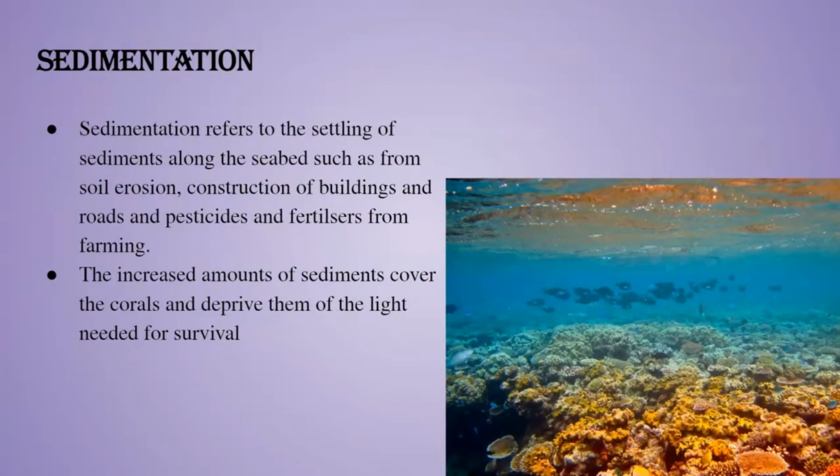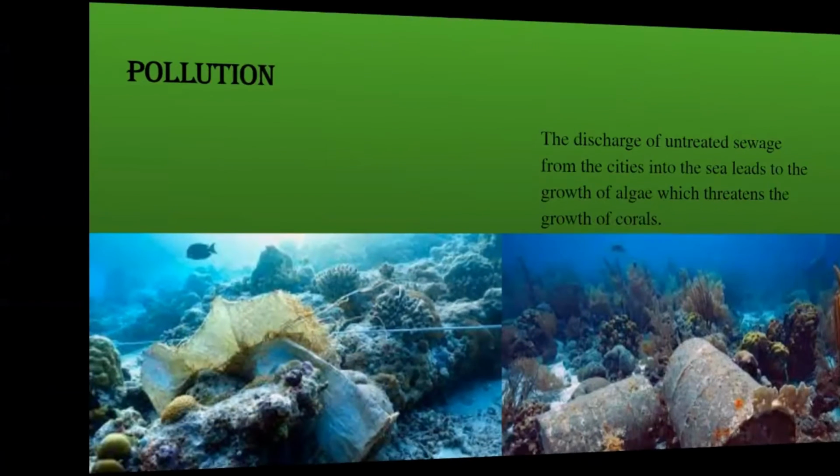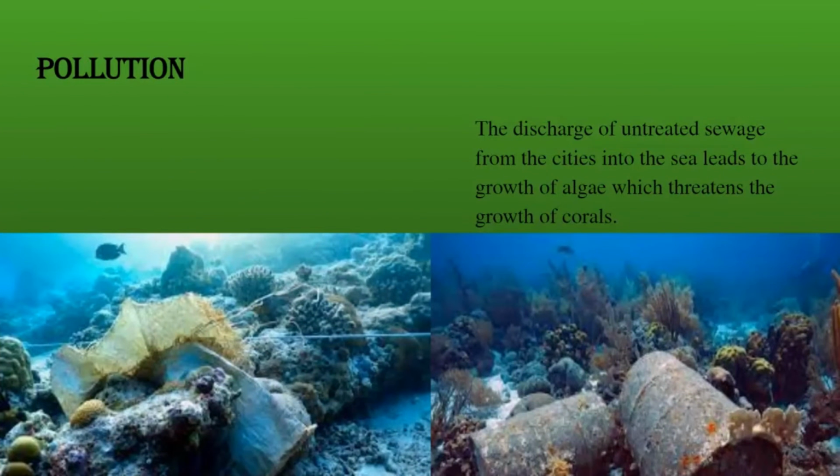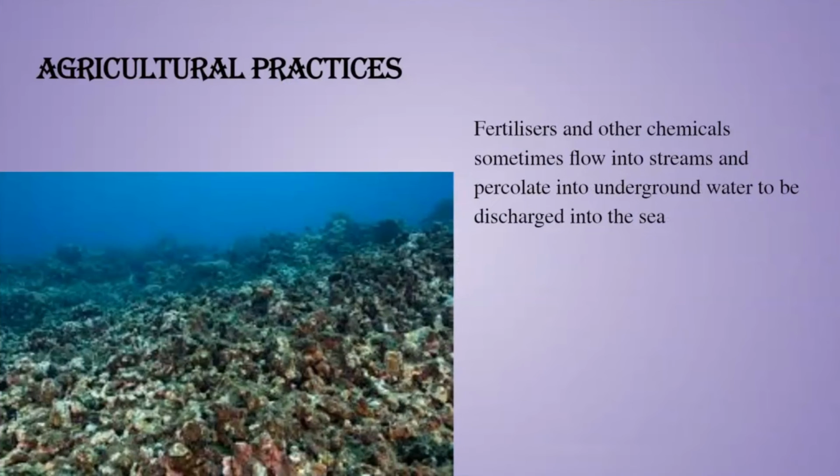Sedimentation refers to the settling of sediments along the seabed, such as from soil erosion, construction or building, and roads, and pesticides and fertilizers from farming. So with this, the amount of sediment covering coral will deprive them of light that they need to survive. And then pollution, when they discharge sewage from the cities into the sea, this leads to a growth of algae, which threatens the growth of corals.